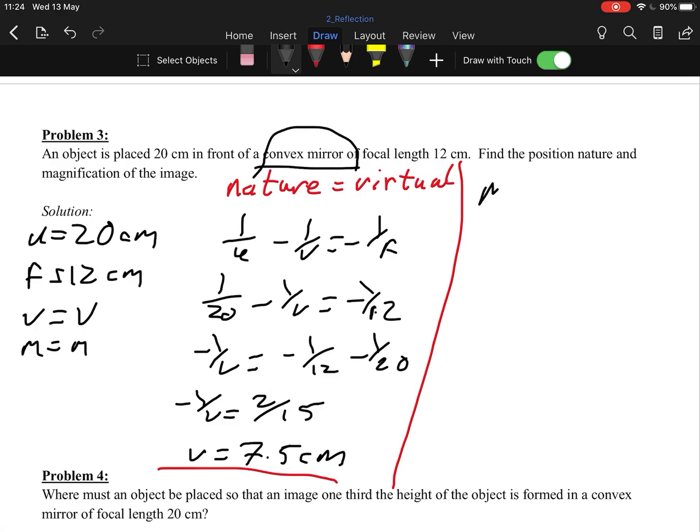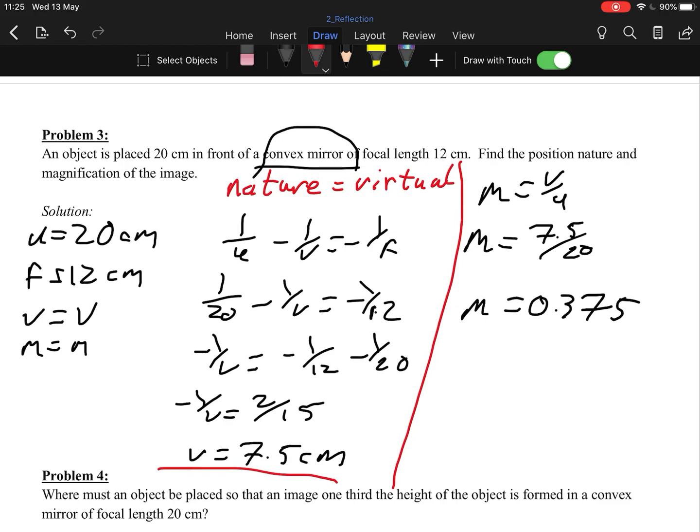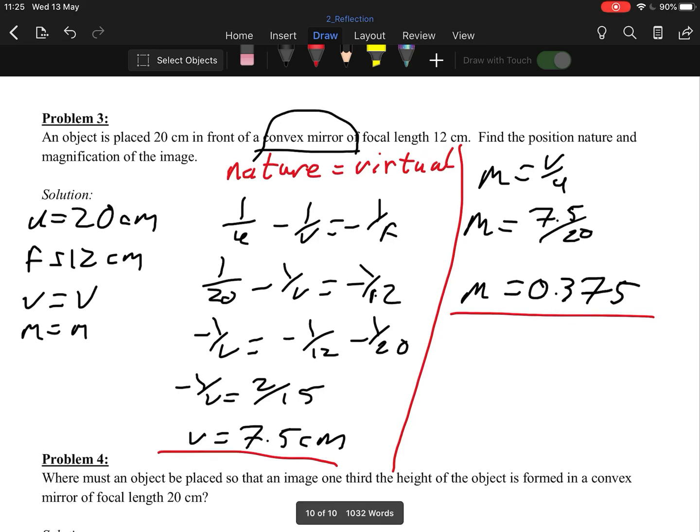So again, M equals V over U, so that's 7.5 over 20. So the magnification is 0.375. So the image is 0.375 times the object.